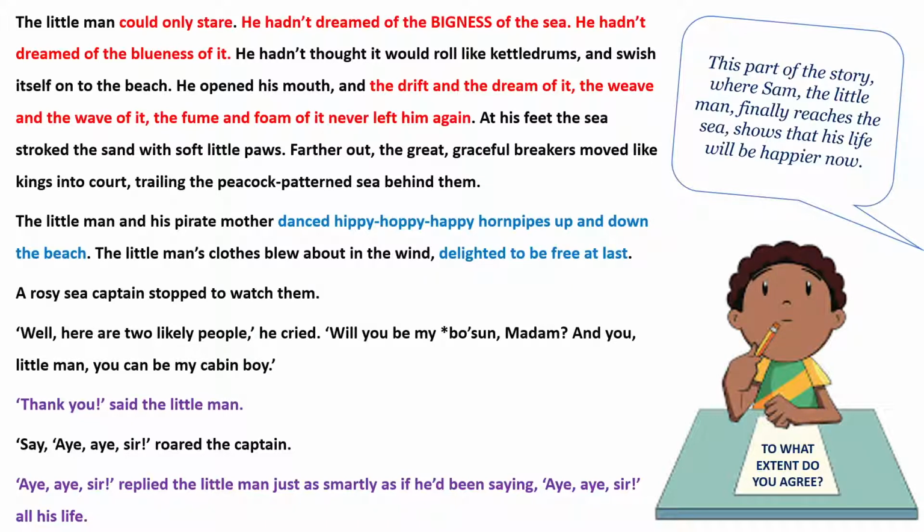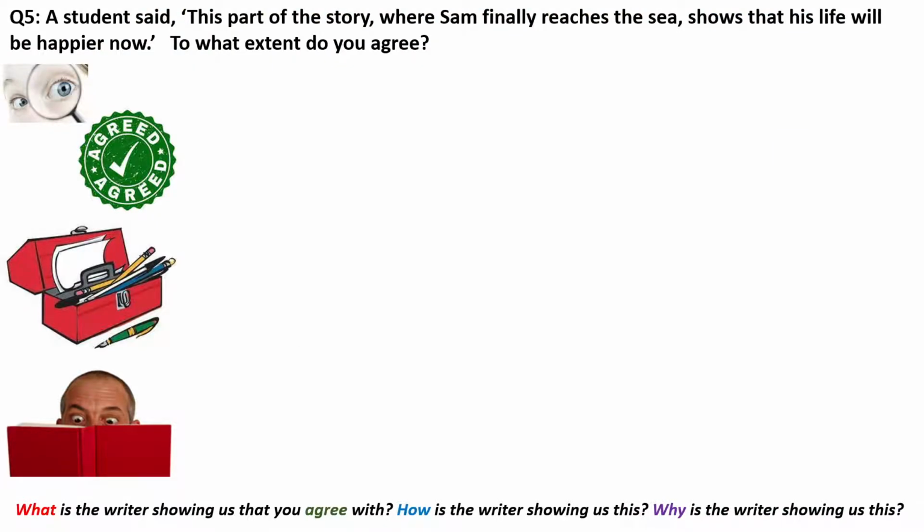So first thing I'm doing when I look at the question is picking out which quotes, which phrases I think might help me agree with the student. And once I've got those quotes decided, I'm then able to start thinking about how I'm going to use those three questions along the bottom, those pictures down the left hand side, to write my answer. What is the writer showing us? What am I going to put under the magnifying glass that I agree with, that I can put my agreed stamp on?